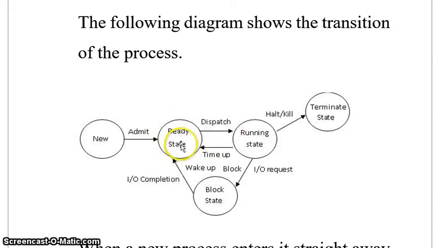Dispatching is nothing but taking a process from the ready state and placing it inside the running state. When it is dispatched, it moves from ready state to running state when the CPU is free. From your running state, it can move to three states. One is the block state, the other one is again the ready state itself, and the other one is the terminate state. If there is an I/O request, the process is moved from the running state to the block state.